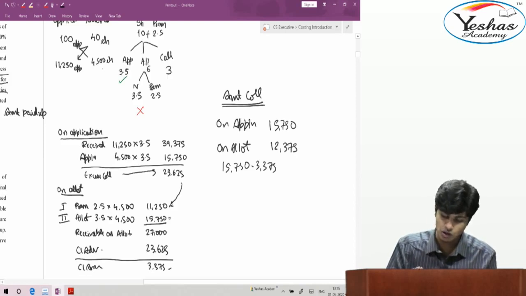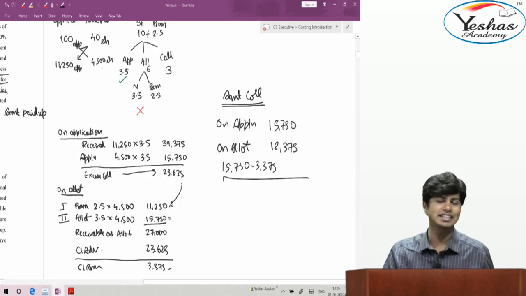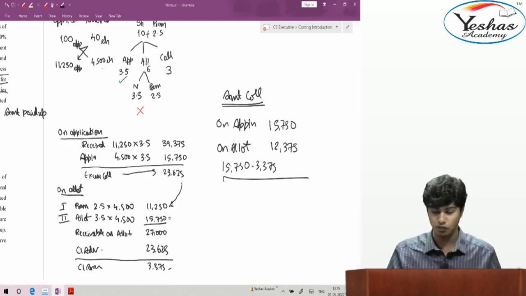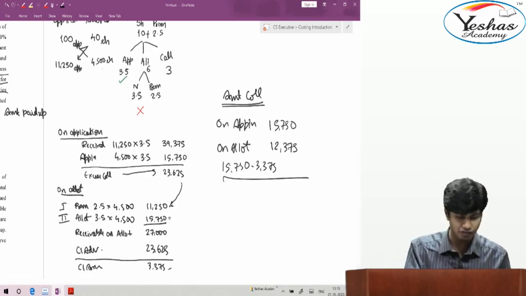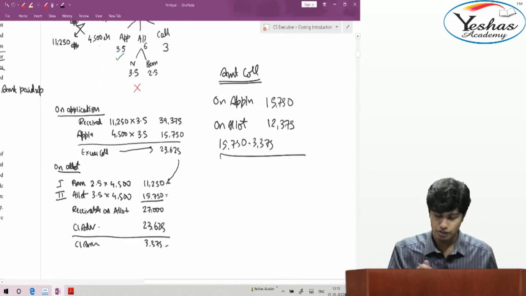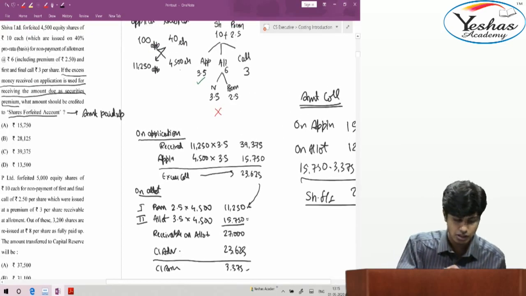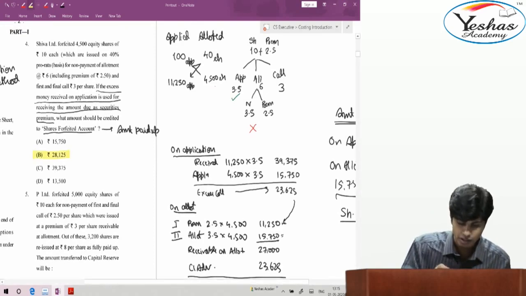This is the money that is already collected from the person, and this is the amount that is received. This will be transferred to our share forfeiture. If I add 12,375 and 15,750, I'll end up with 28,125. So the answer is 28,125. This will be transferred to share forfeiture account.